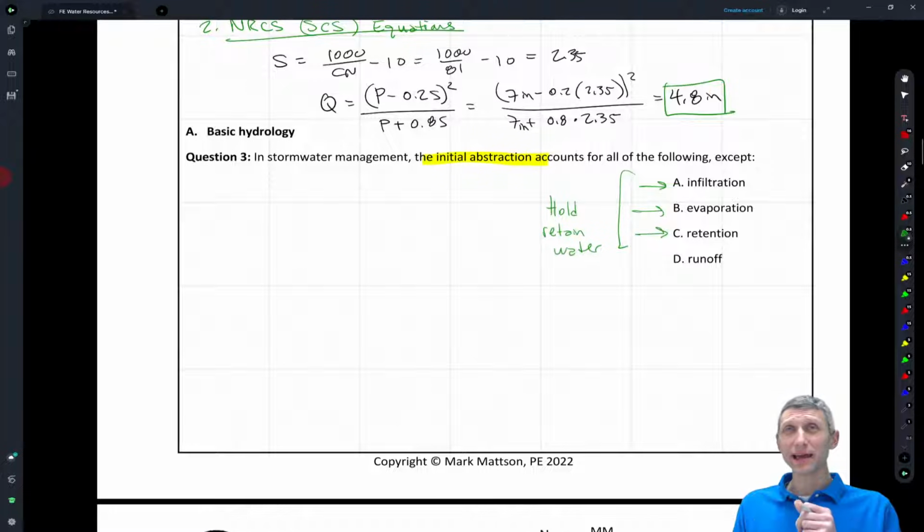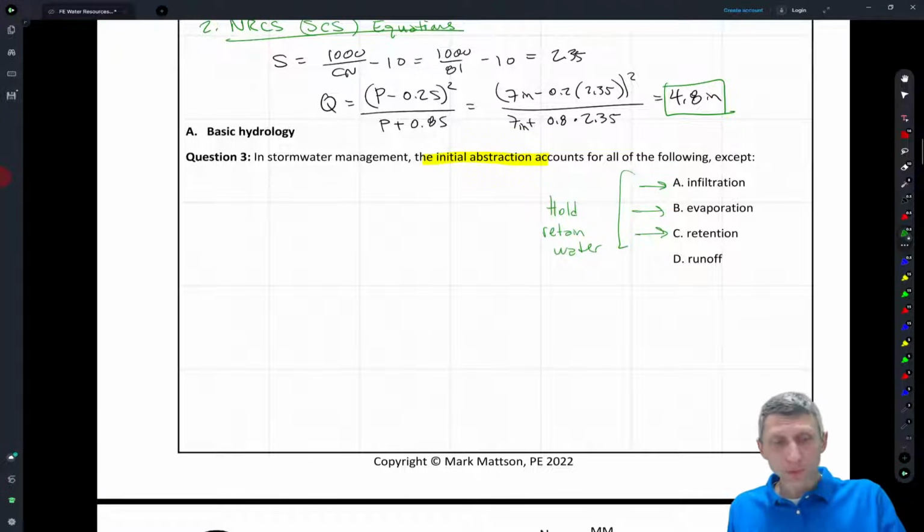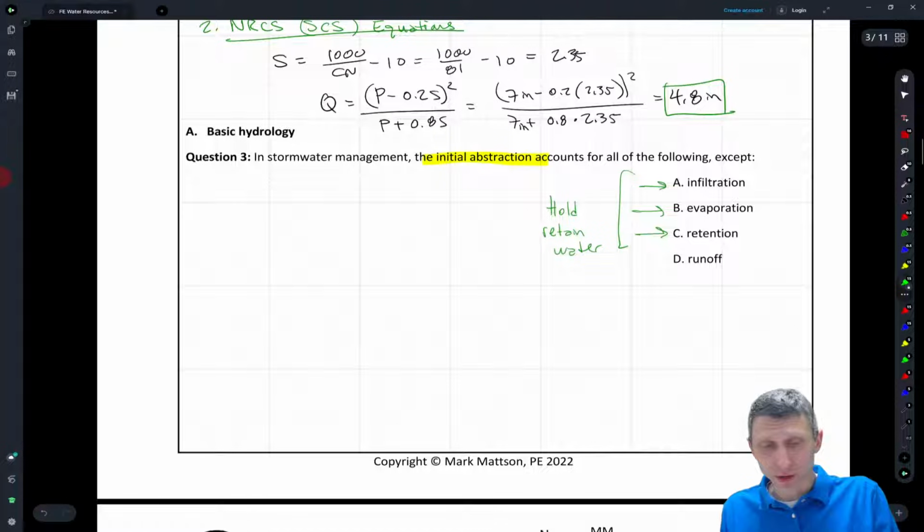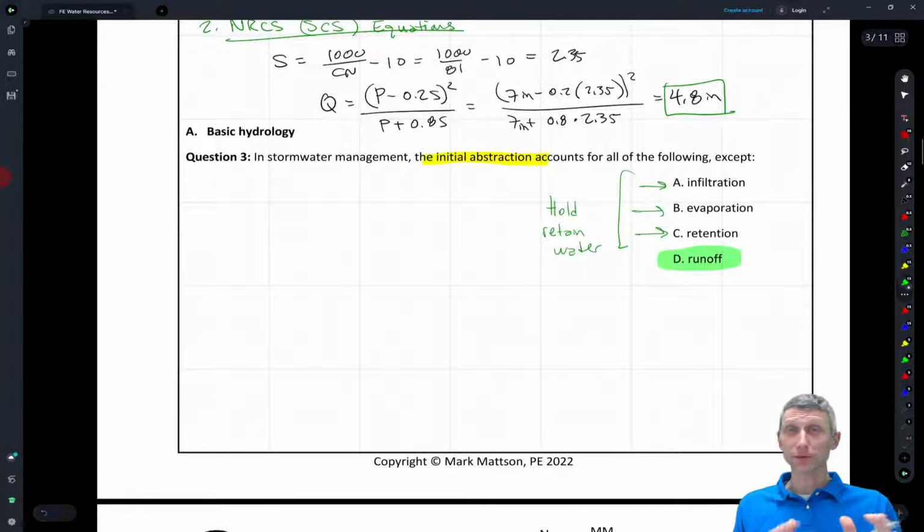And obviously you could have a retention basin where you're retaining a whole bunch of water, right? But that's not the initial abstraction. The initial abstraction is just the surface roughness. Even in pavement, for example, you've got little divots, little holes, little pock marks that are going to hold little drops of water. So you don't get 100% of that water running off. And obviously in soil, you're going to probably have a little bit more, okay? And what's left here is runoff. So the initial abstraction is not runoff. Runoff is kind of the opposite of the initial abstraction.